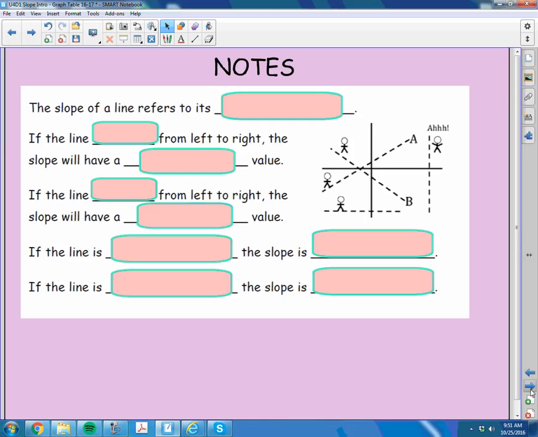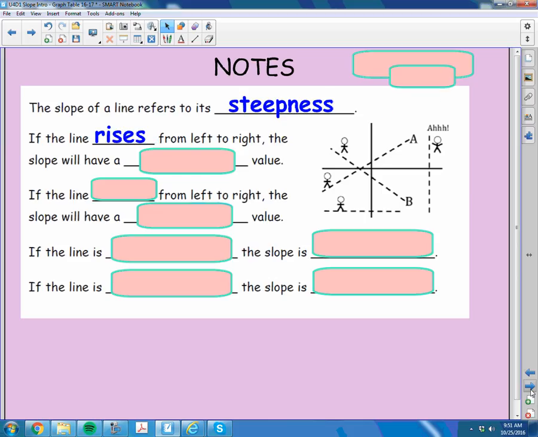So here we go. What's the slope of a line? That's another way to describe it, Riley. That's exactly what it is. The slope of a line refers to its steepness. The slope of a line refers to that line's steepness.